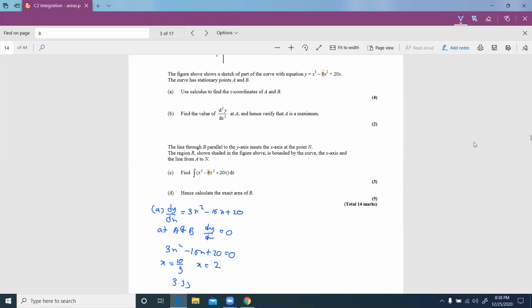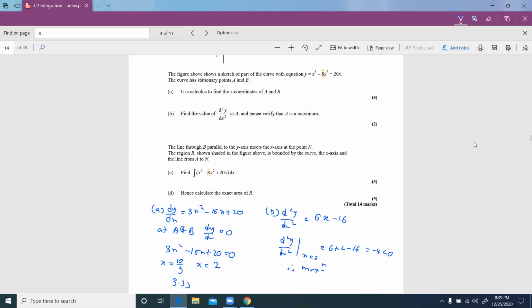So you just go to the second differentiation, part B, d squared y by dx squared. That is the differentiation of this answer. That is 6x minus 16. Then we know that at A, the x coordinate is 2. So if we work it out at x equals 2, that is 6 into 2 minus 16, which is minus 4. This is less than 0. Therefore, it's a negative answer, which means it's a maximum. So that's the verification for this question, right?